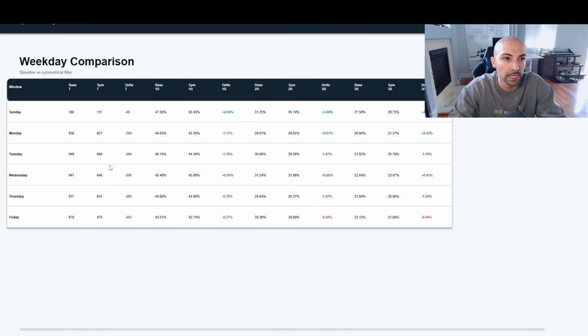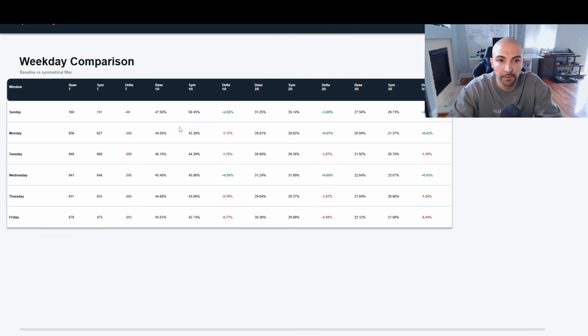And then weekday comparison. So Sunday obviously has the least amount of trades because it's a half day, but also strongest, and it's probably because there's less data. So I'm just going to dismiss Sunday. Monday, Tuesday, Wednesday, Thursday, and Friday. Friday we had a decent amount less than through the rest of the week too. So, base 1R, symmetrical 1R, nothing good.